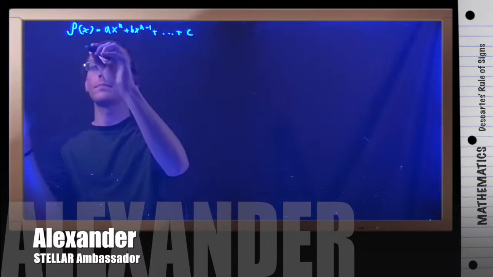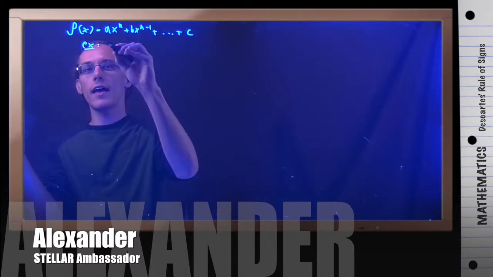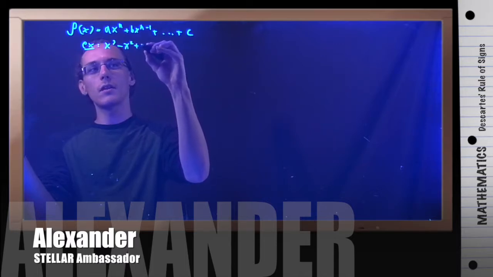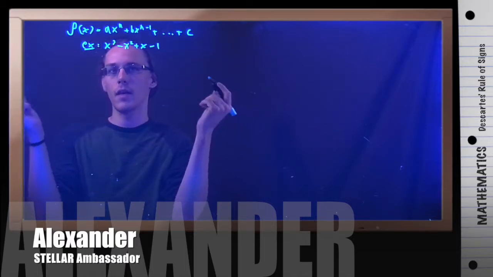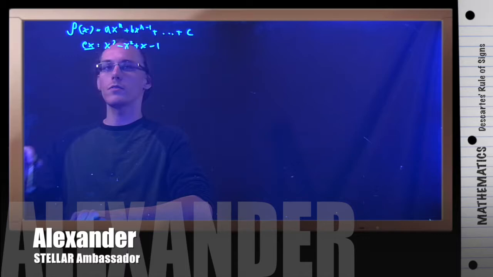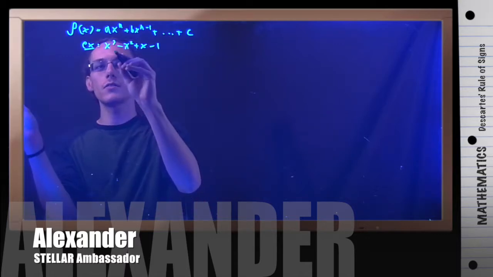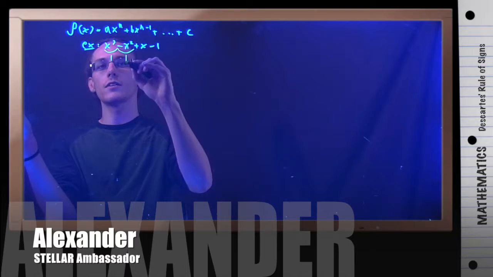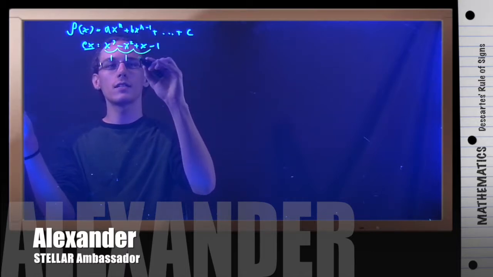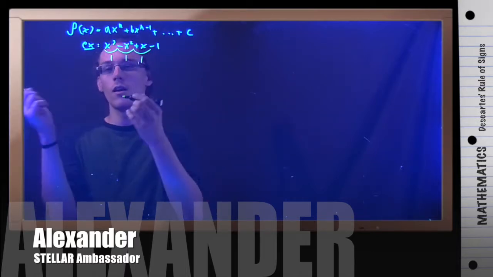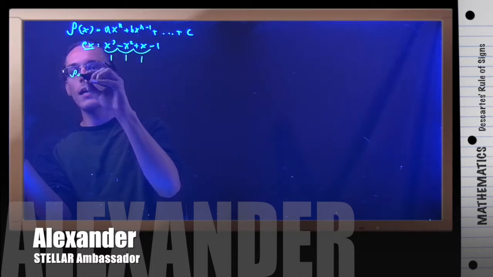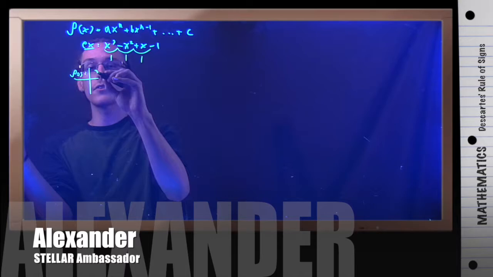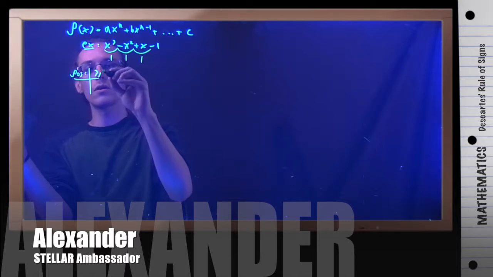So here's an example. Say if I had x cubed minus x squared plus x minus 1. If I look at this and count my number of sign changes, I go from positive to negative here, so that's one sign change. I go from negative to positive here, so that's another one. And I go from positive to negative, so that's yet another one. So for the positive zeros, we have either 3 or 1.